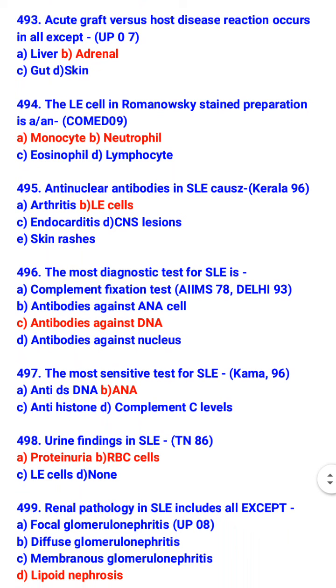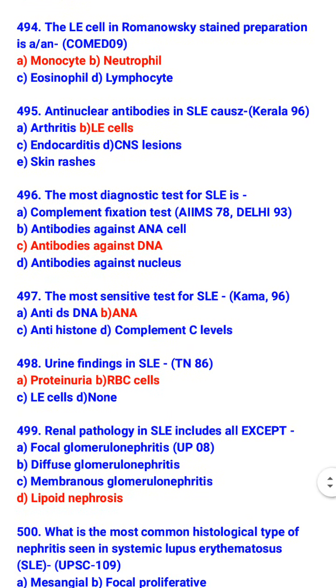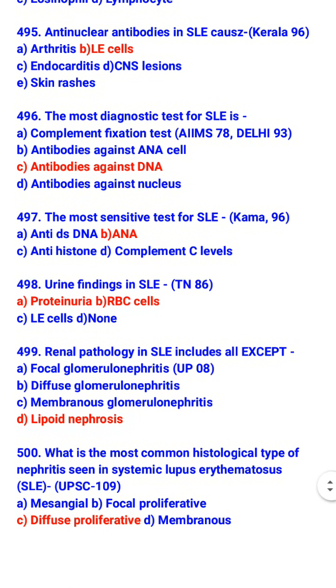The most diagnostic test for SLE is antibodies against DNA. The most sensitive test for SLE is ANA, that is antinuclear antibody. Urine finding in SLE is proteinuria and RBC cell. Renal pathology in SLE include all except lipoid nephrosis. So renal pathology in SLE includes focal glomerulonephritis, diffuse glomerulonephritis, membranous glomerulonephritis. What is the most common histological type of nephritis seen in systemic lupus erythematosus? Diffuse proliferative.